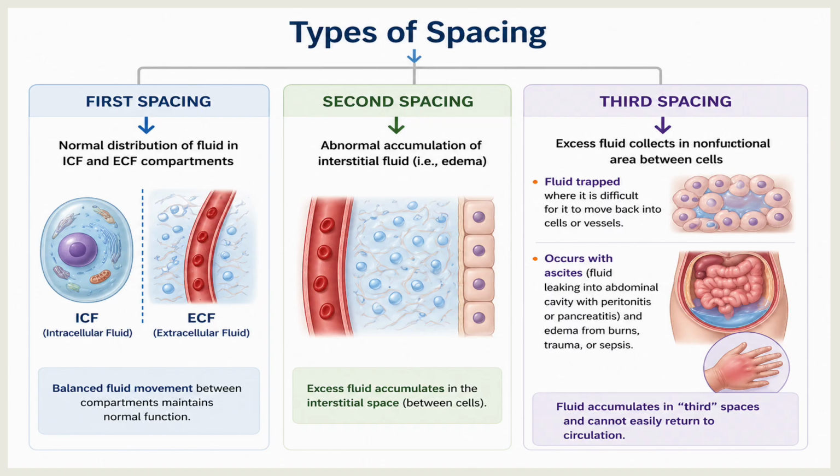Now, when it's in the second spacing, in the interstitial spaces, we can administer albumin to the patient, and it will help increase oncotic pressure inside your vessels and pull the fluid back out of the interstitial spaces. But when fluid starts to get trapped in areas where it cannot be easily returned to circulation, such as when a patient has burns or they have ascites in the abdominal area, right? We can't just easily pull it. It can't be easily pulled back into the vascular system, right? So this is called third spacing.